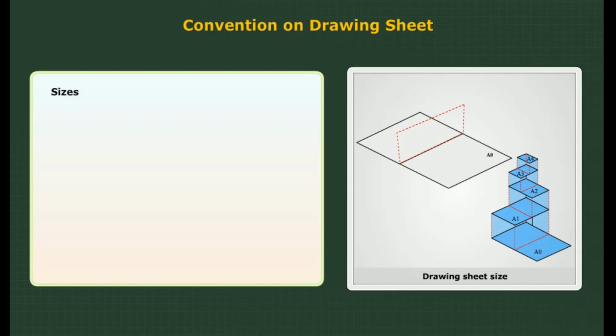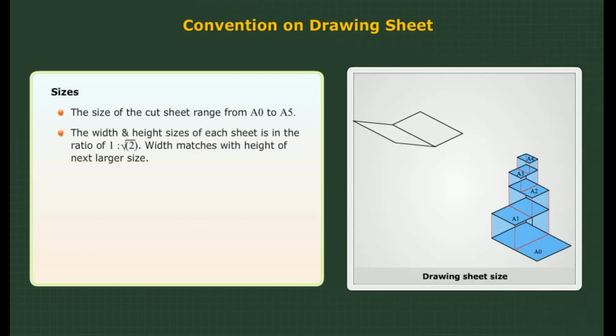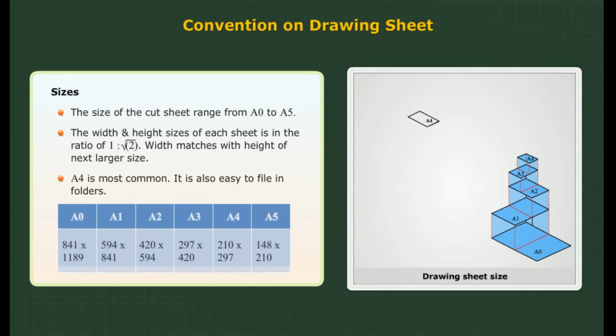Convention on drawing sheet. Sizes. The size of the cut sheet ranges from A0 to A5. The width and height of each sheet are in the ratio of 1 to square root of 2. Width matches with height of the next larger size. A4 is most common. It is also easy to file in folders.